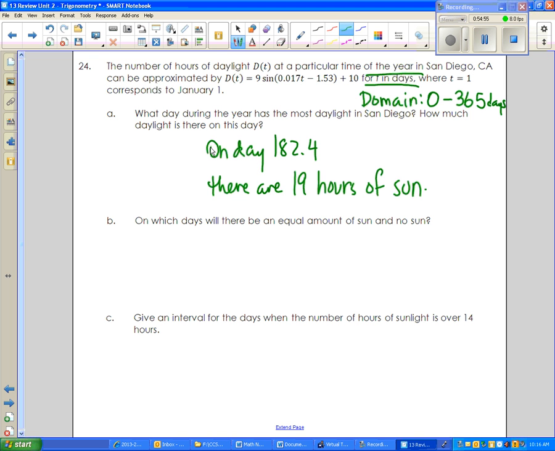Another way you could have figured out the maximum number of hours is basically, if you look at your equation, we know 10 is our midline and 9 is our amplitude. So if we add 9 plus 10, that's going to give us 19 hours.